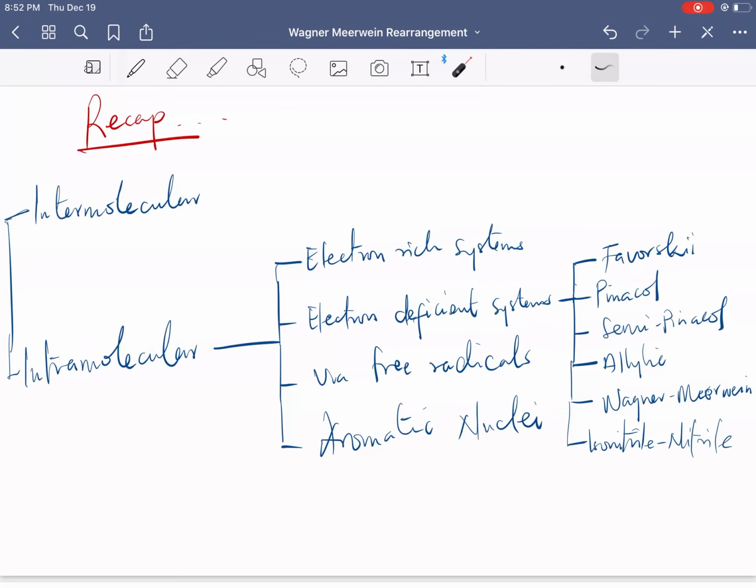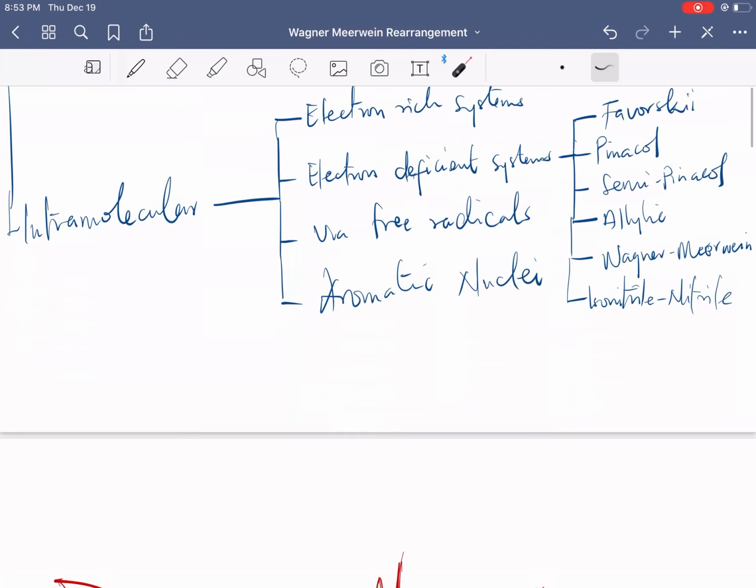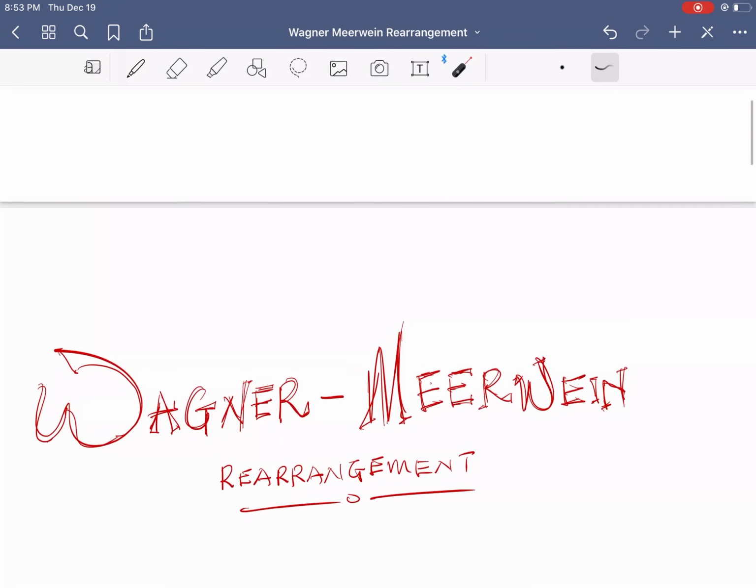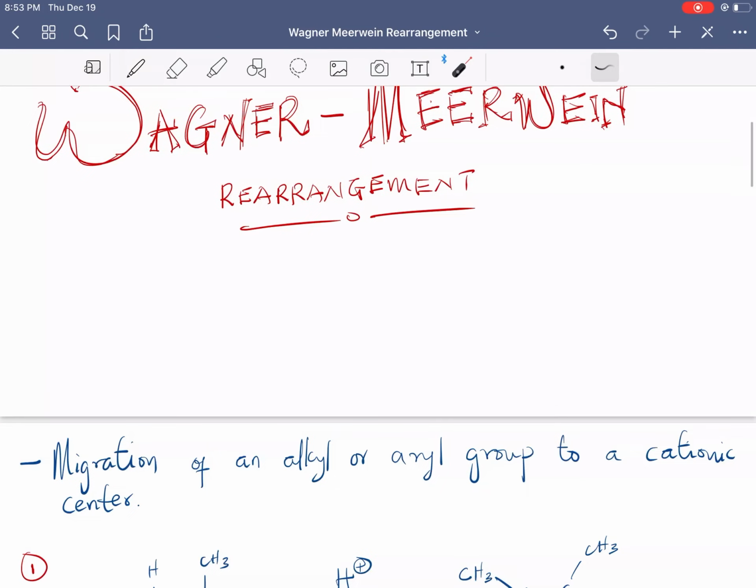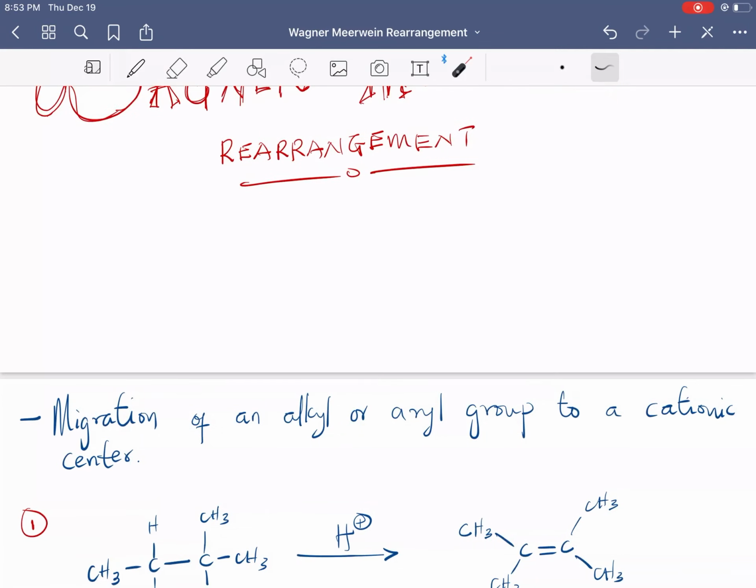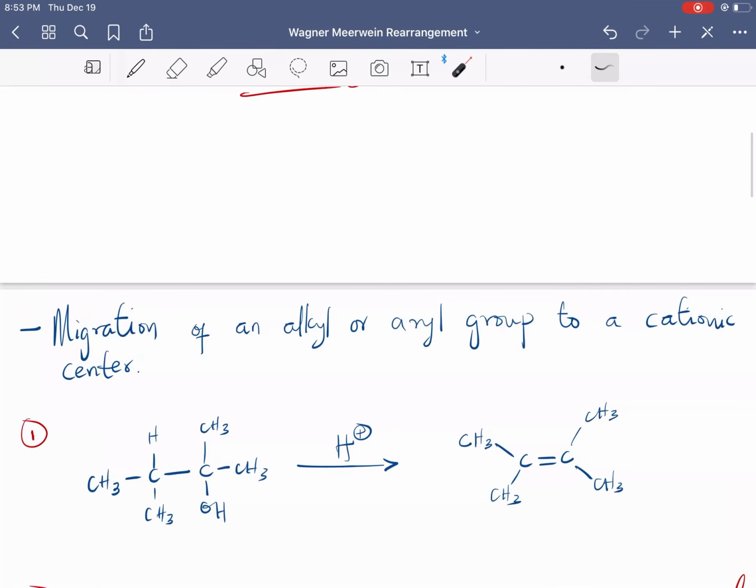For the rearrangement on electron deficient systems, we mentioned that there could be different types. There could be the Favorskii rearrangement, pinacol, semi-pinacol, allylic rearrangement, Wagner-Meerwein, and then isonitrile-nitrile rearrangements. Now in this video, we are going to discuss the Wagner-Meerwein rearrangement. This rearrangement involves the migration of an alkyl or an aryl group to an electron deficient cationic center.